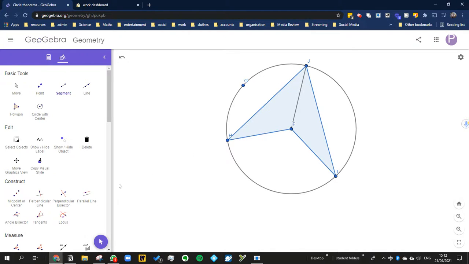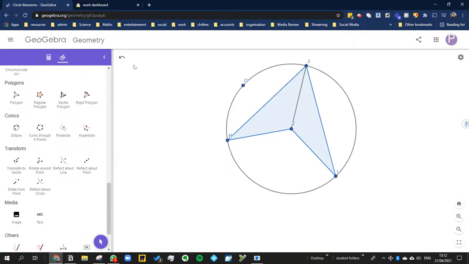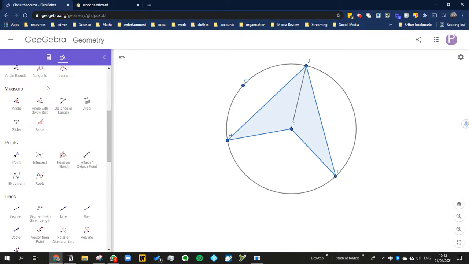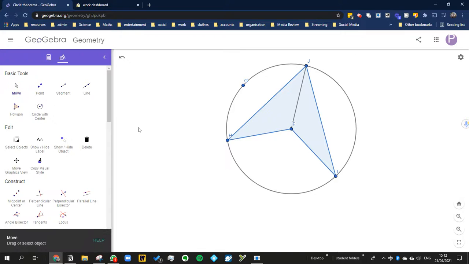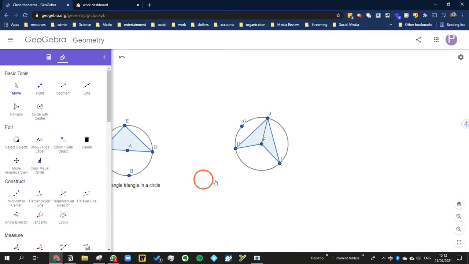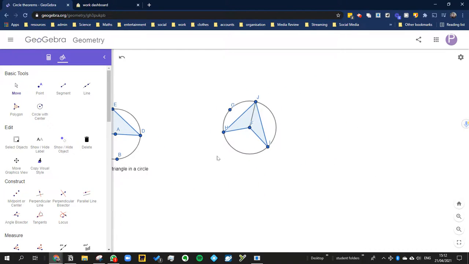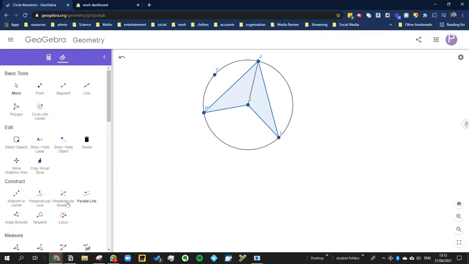You can experiment with this yourself. There's a link in my database to this simulation I'm playing around with right now. I've made a link to it. In fact, if you zoom out, there's another one over there, and as I make these videos, there'll be all of the circle theorems which you can play around with.